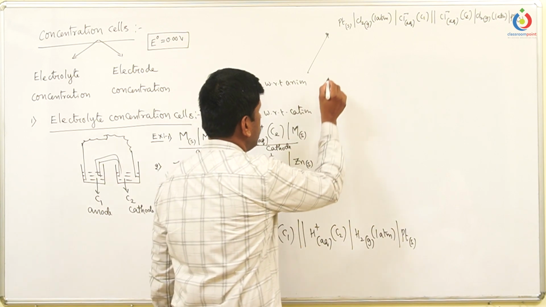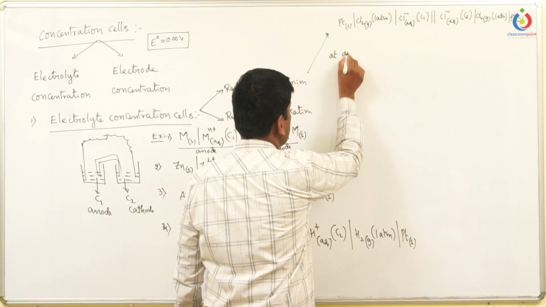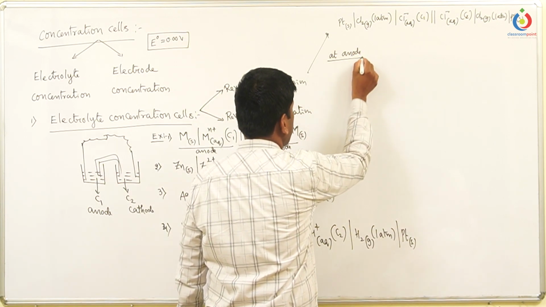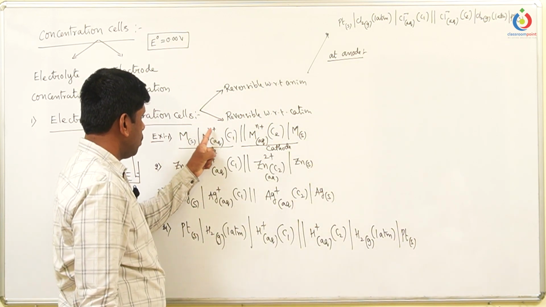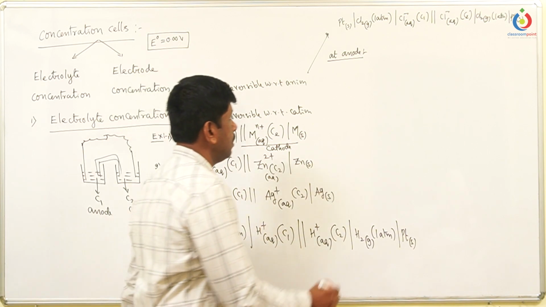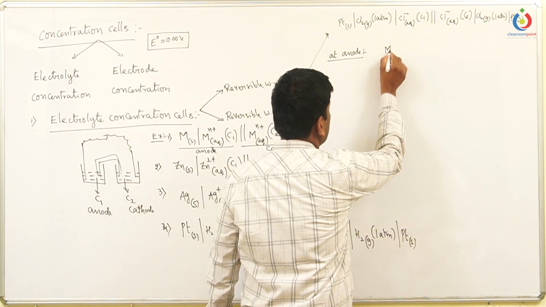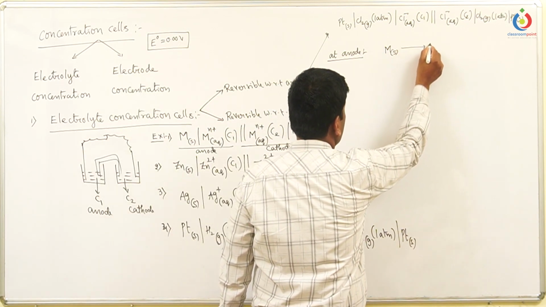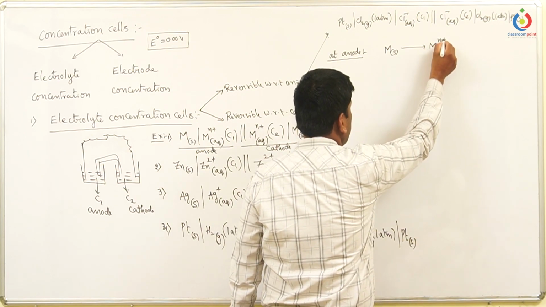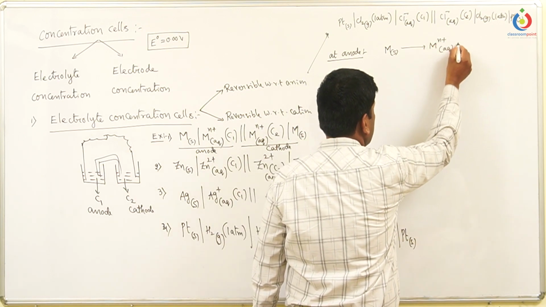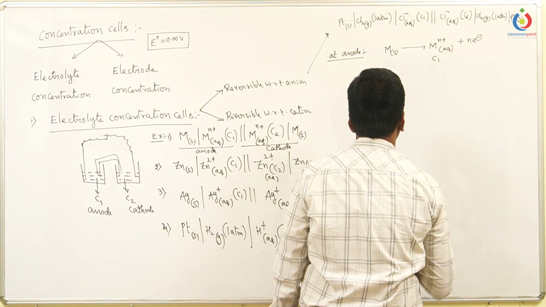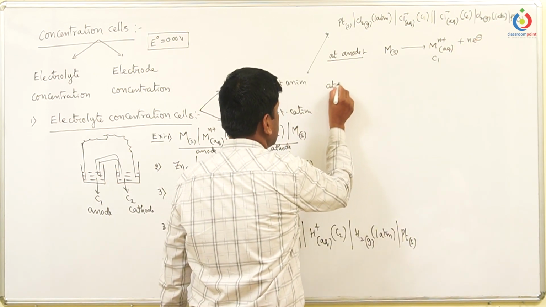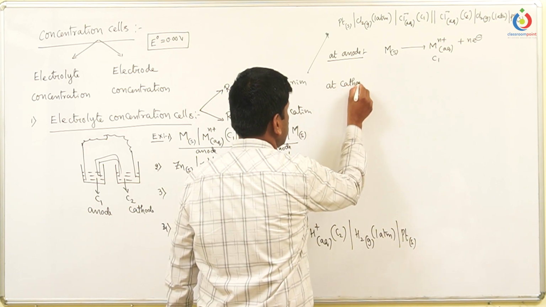So first of all, let's write down the reaction at the anode. At the anode, which change is taking place? Metal is dissolving as M^n+ ion. So here I am taking solid metal dissolving as M^n+ ion, aqueous state with C1 concentration, releasing n number of electrons. Now the reaction taking place at the cathode.